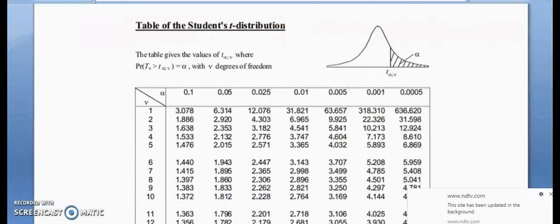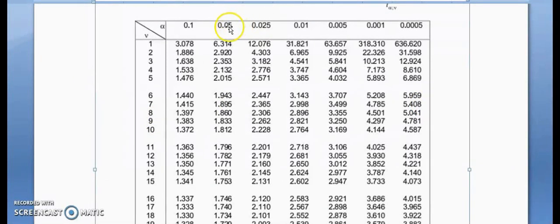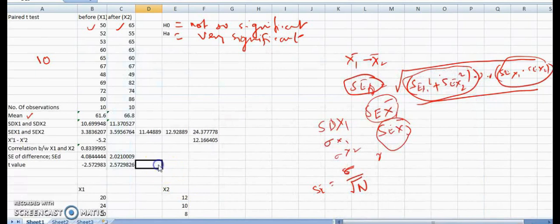Now let us compare it with the t-distribution table. The degree of freedom here will be, since there are 10 observations, 10 minus 1, that is 9. So at 9 degrees of freedom and at 0.05 probability, the value is 1.883 in the t-distribution. It is 1.883 at alpha equal to 0.05 and degree of freedom 9.